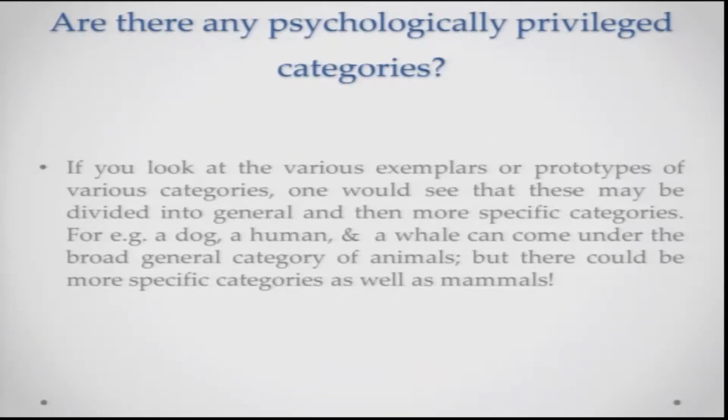For example, a dog, a human and a whale can all come under this larger category of animals, but they could also come under a specific category of mammals. So, there could be some categories that are more general in nature, say for example, dog, human, whale, everything can come into a broad category of living things versus non-living things. Then they could come under a category of animals and trees, or they could come under a slightly more specific category of mammals versus other species in the animal kingdom.